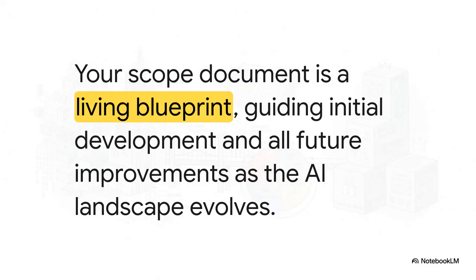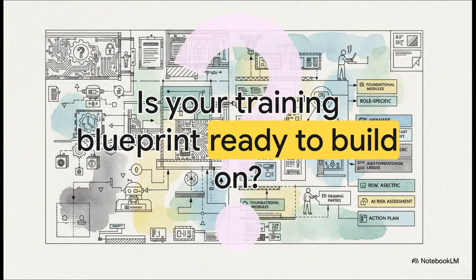So let's bring it all back to that central idea. The scope document isn't a file you create and then just forget about. It's a living blueprint. It guides your first build, of course, but just as important, it provides the foundation for all the future updates and improvements you're going to make as the AI world keeps changing. And that leaves us with one final and really important question for you. After all the data, all the analysis, you have to look at your plan and ask, is our training blueprint actually ready to build on? Because that strong foundation, it really is everything.